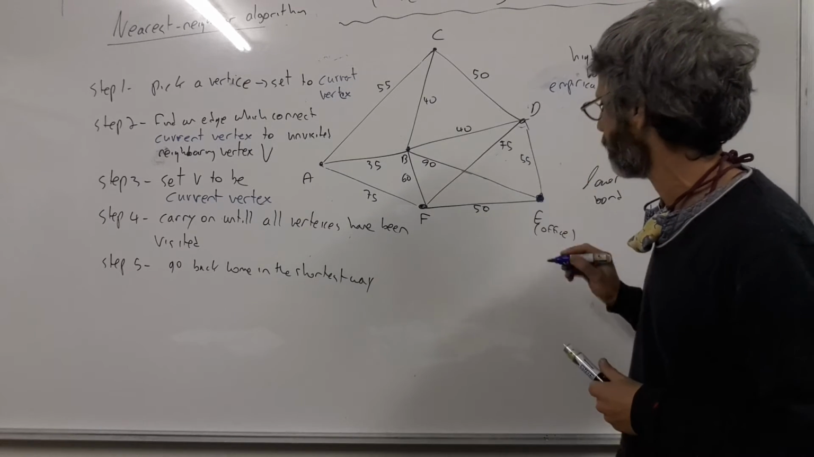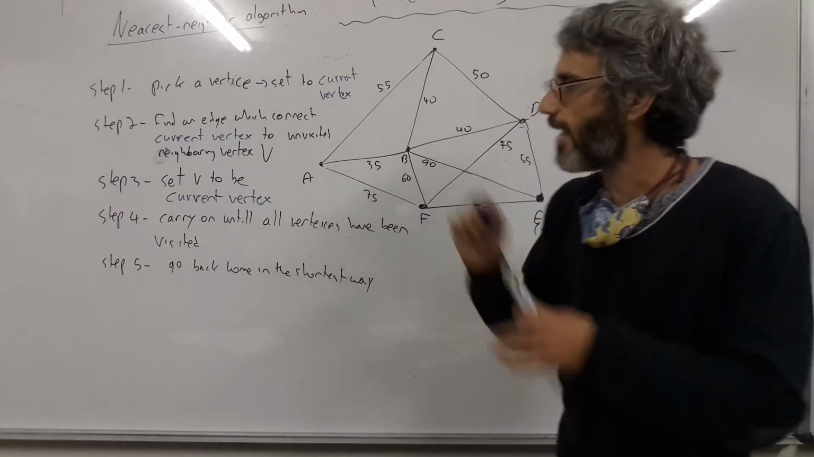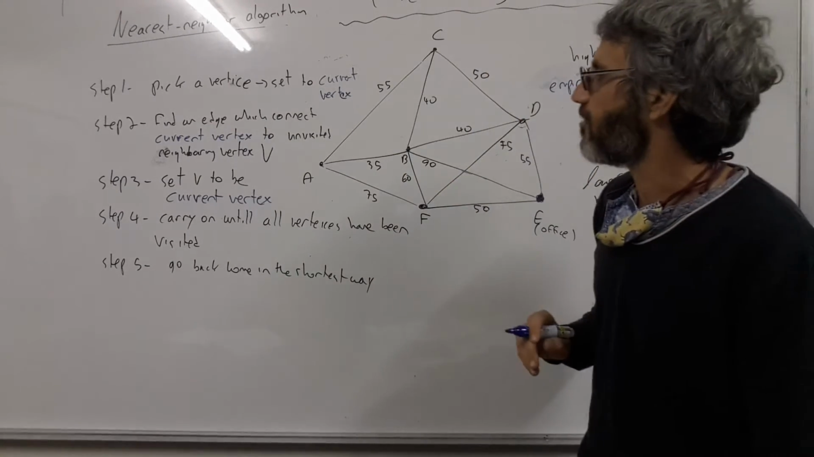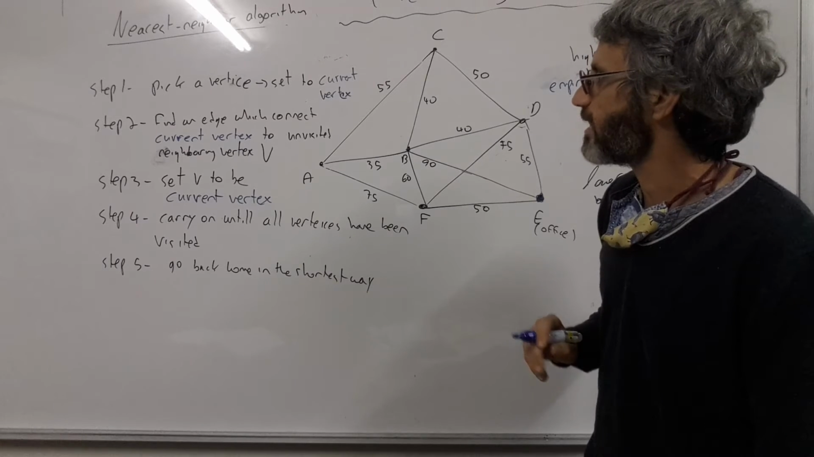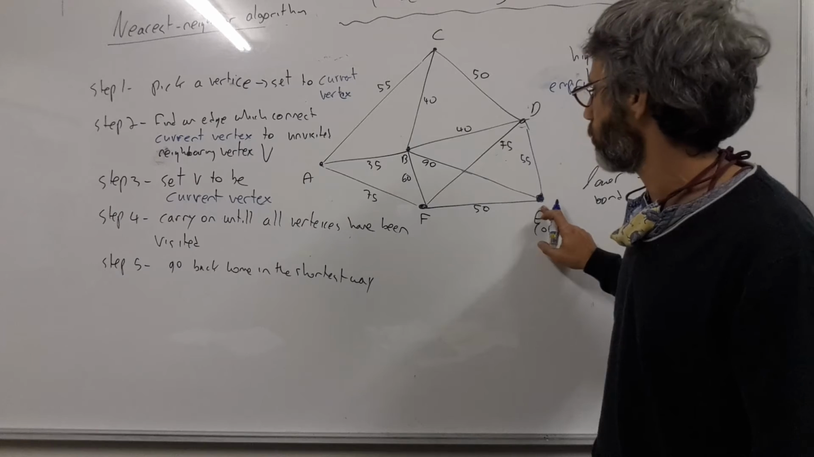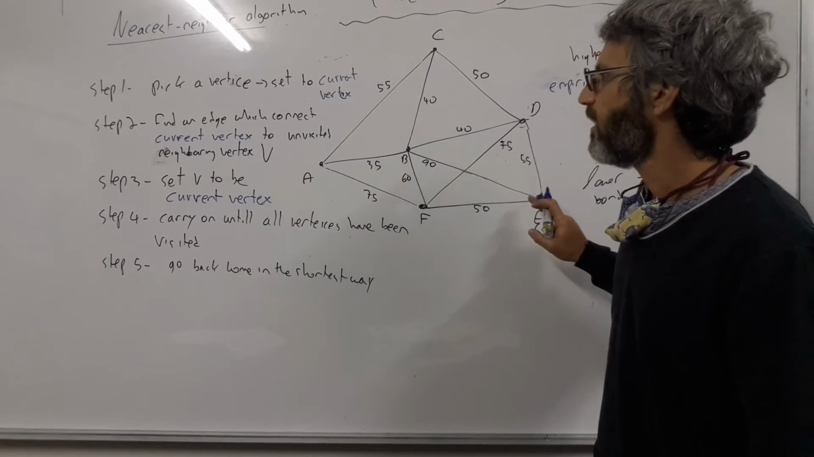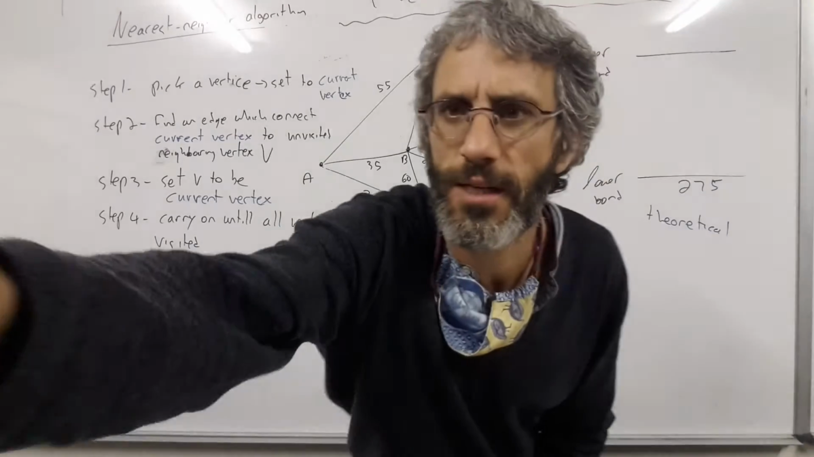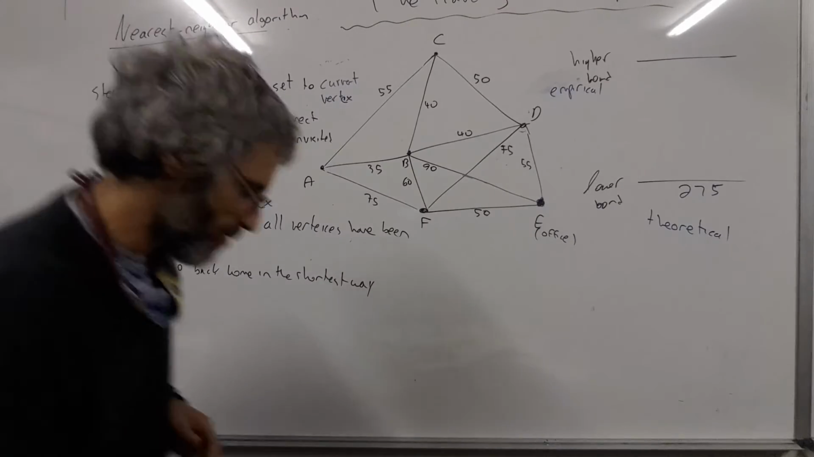I'm going to draw in blue, just to know where we are. It actually makes a lot of sense, this algorithm. Step 2, find an edge which connects the current vertex, the one in blue, to an unvisited vertex, which we call V. I'm just going to pause here for a second. Yeah, I thought I missed a word here.